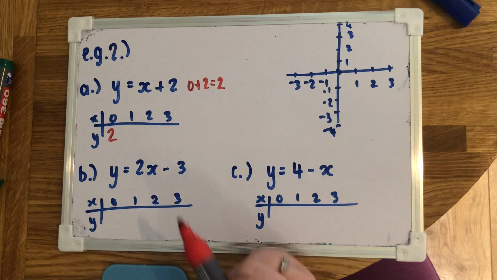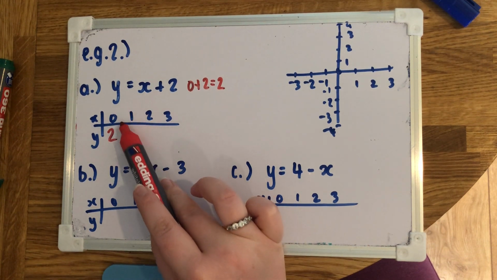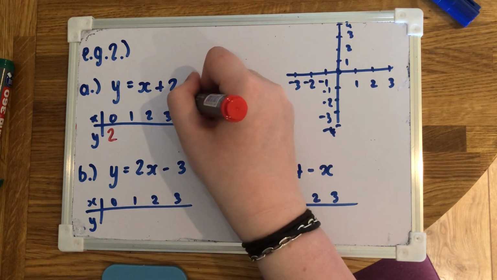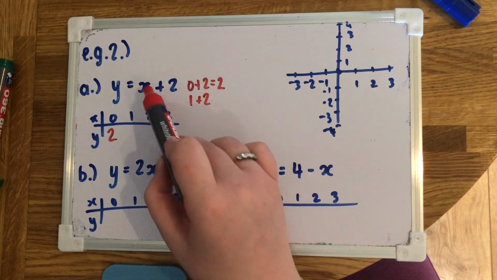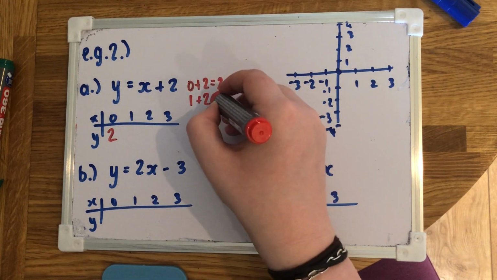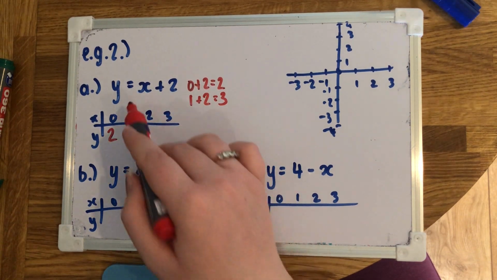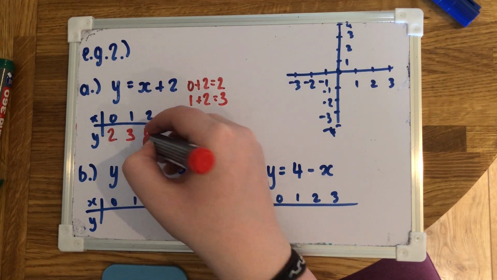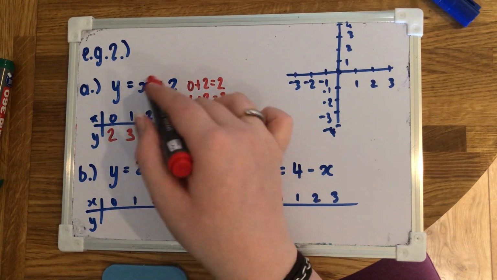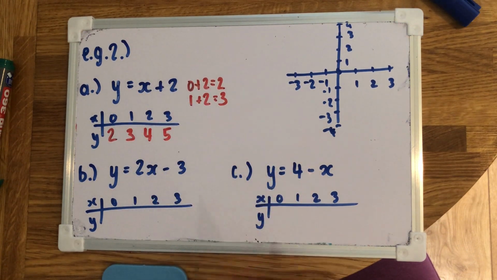Okay, then we do it again. Now we know that x is 1, so we're going to do 1 add 2, because that's what the rule says. Whatever x is, we add 2 to it. That gives me 3. And I put that in. Next one, 2 add 2, 4, and again, now x is 3, 3 add 2, 5.